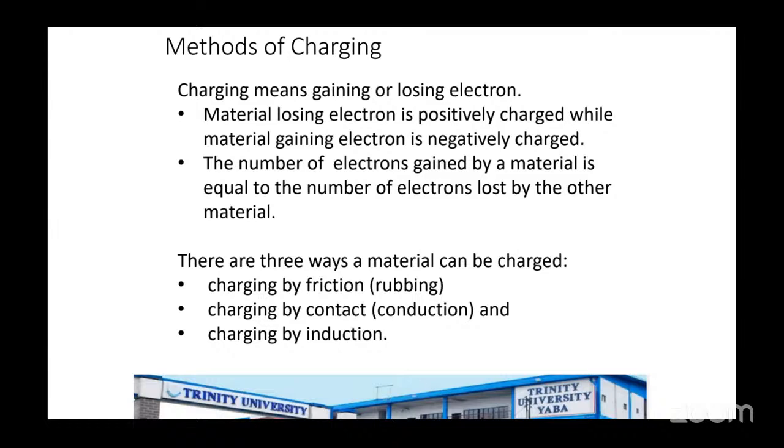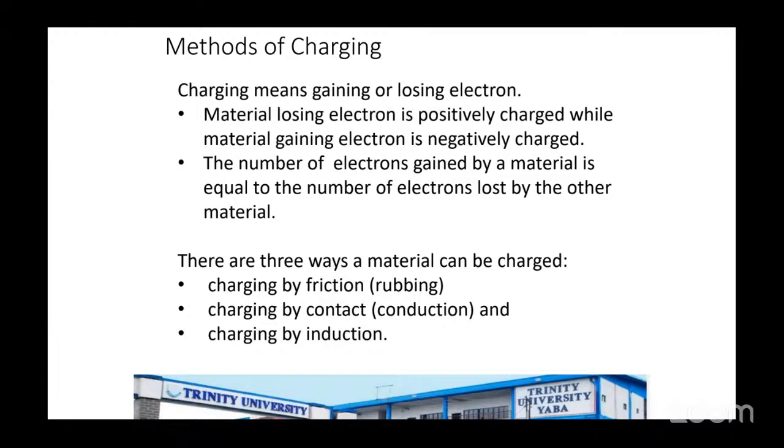The number of electrons gained by a material is always equal to the number of electrons lost by the other material. We'll come back to this last statement I just made, which has to do with conservation of charges. Under conservation of energy, which is popular to most students, we know that energy cannot be destroyed nor created, but transformed or converted from one form to another. The same thing applies here too.